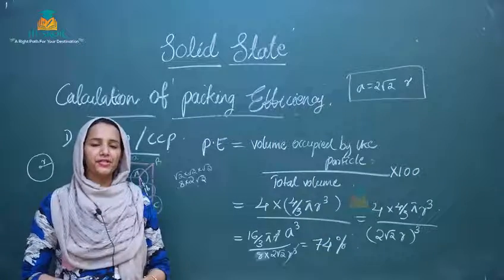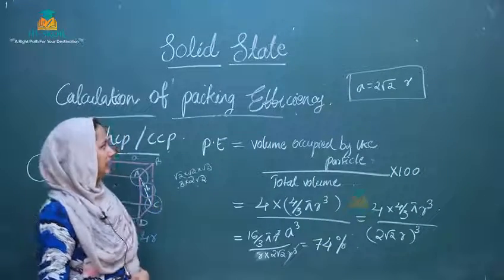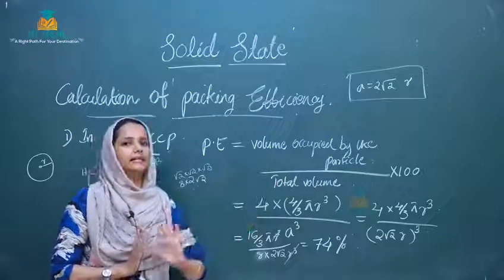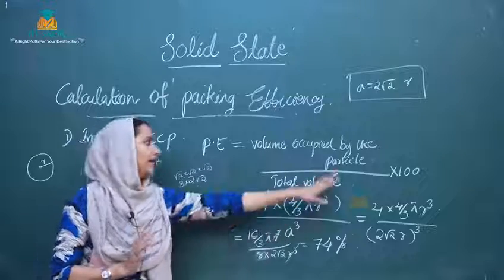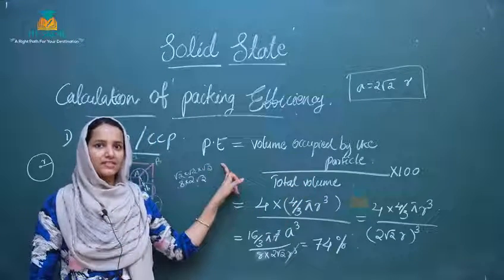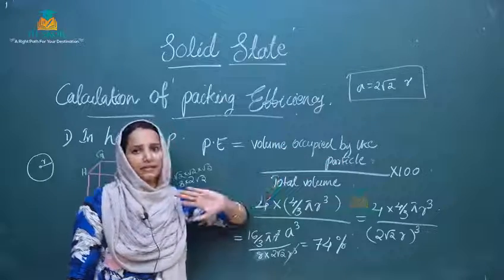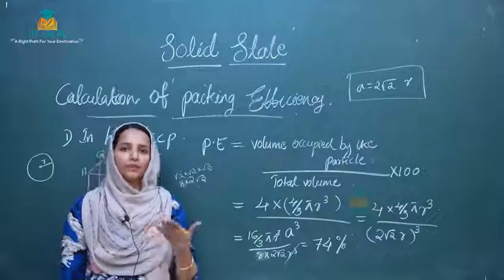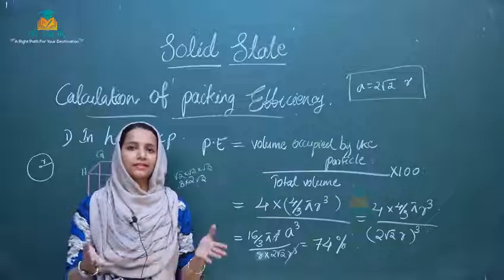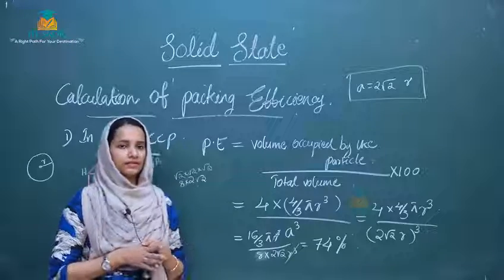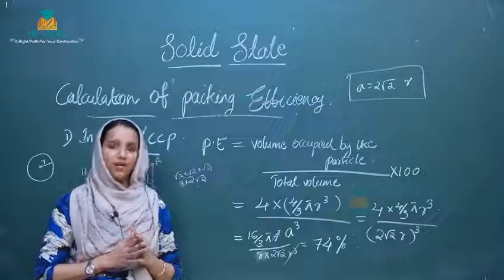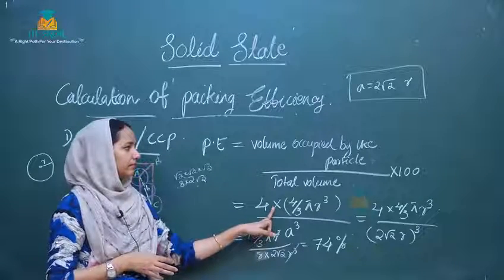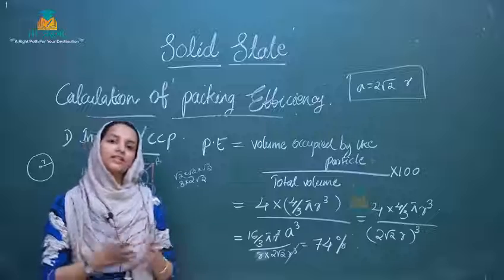So next, calculation of packing efficiency. What is the formula of packing efficiency? Percentage of packing efficiency is equal to volume occupied by the particle divided by total volume into 100. In FCC, we studied earlier the number of particles per unit cell. What is that? It is 4. Yes, in an FCC unit cell we have 4 particles per unit cell. So 4 into the volume of each particle. Here, what is the shape of the particle?